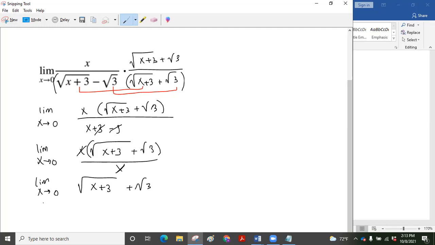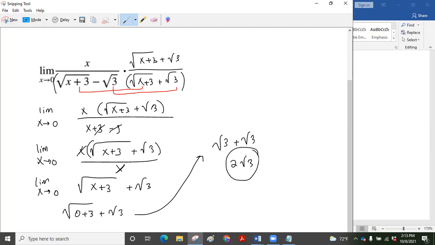And you'll see here now that it's safe to substitute the 0. You're not going to get an indeterminate form. We had x in the denominator, but we canceled those x's out, and this process let us do that. So now we can just substitute. We can say that this is the square root of 0 plus 3 plus the square root of 3. And then that's just the square root of 3 plus the square root of 3, which is 2 times the square root of 3. The limit is 2 times the square root of 3.